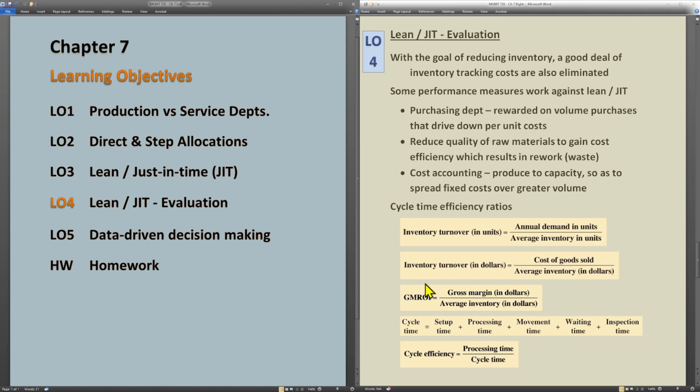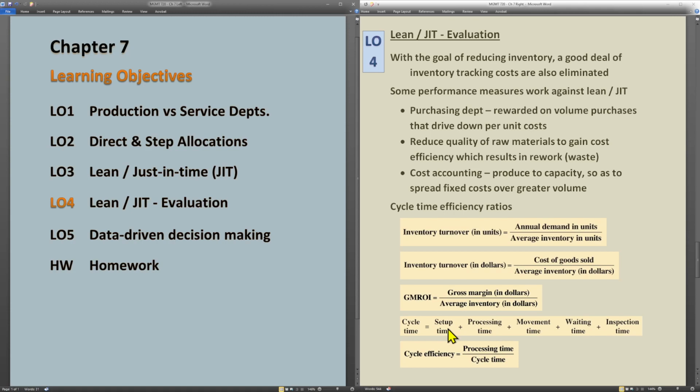So what are we looking for in just in time? We're trying to reduce the cycle time. You can see down here, we've got cycle time equals setup, processing, movement, waiting, and inspection time. This is just an example. Not every production line is exactly like this, but every production line will have one or two items that are the majority of the good work or the majority of the value add.